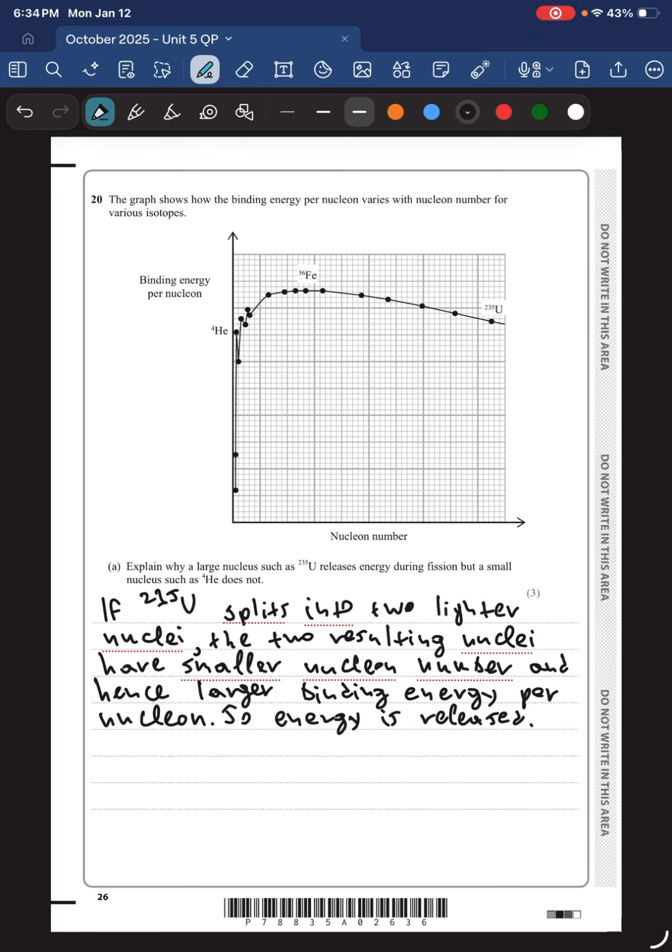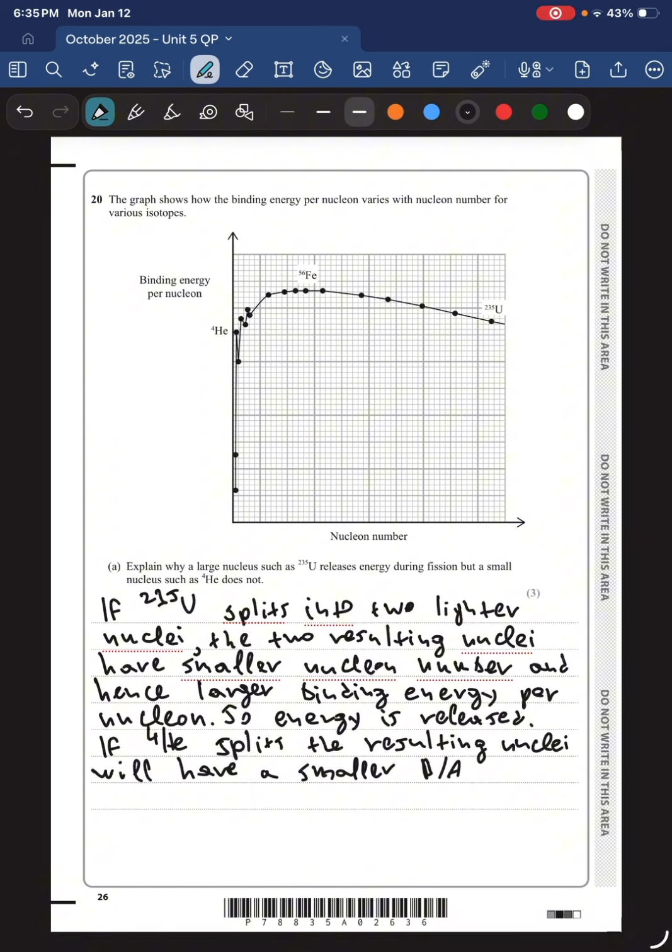But if helium-4 splits, the resulting nuclei will have a smaller binding energy per nucleon than helium-4, so no energy will be released.